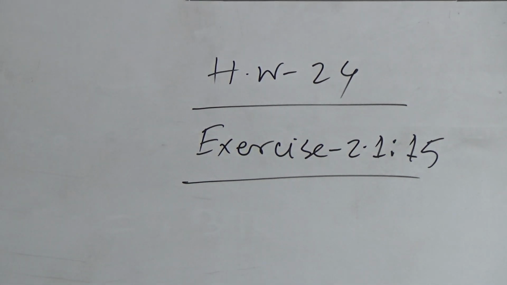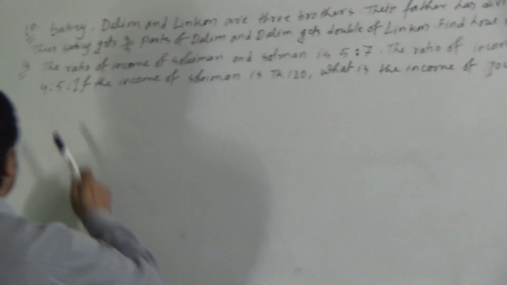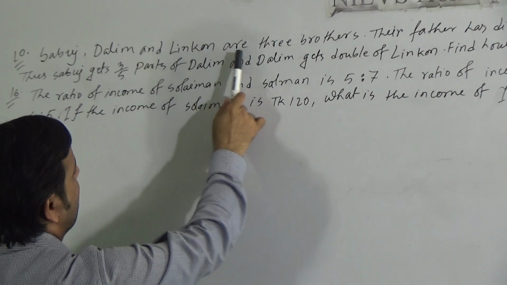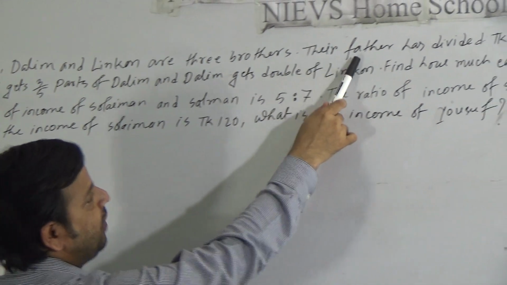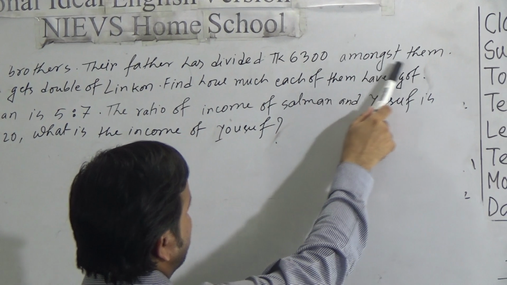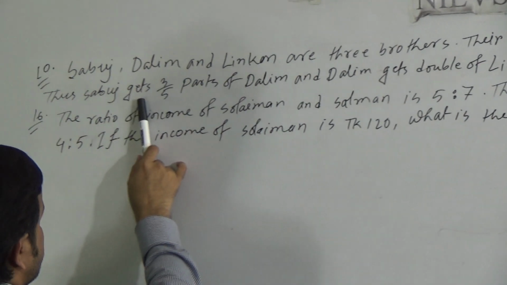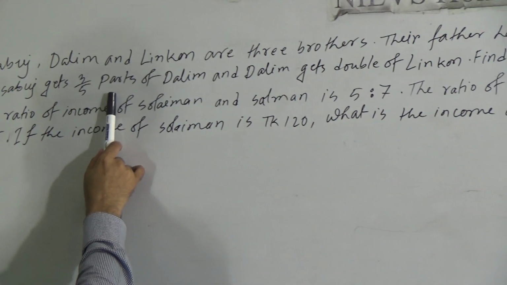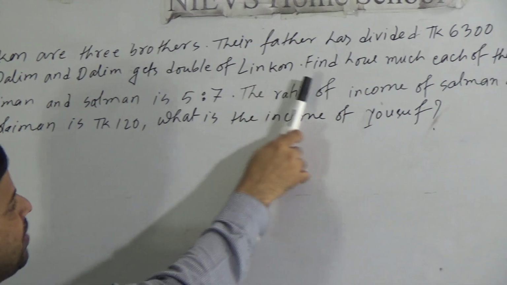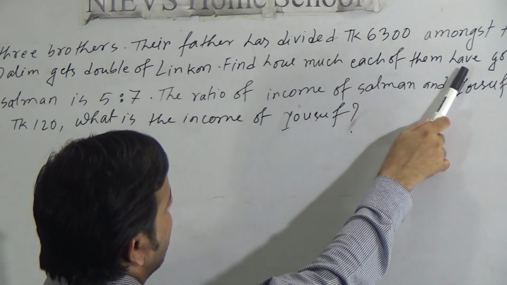Dear students, let us see at first our today's question 10. We are going to solve question 10 first. Question 10. Shobuj, Dalim and Lincoln are three brothers. Their father has divided Taka 6,300 amongst them. Thus, Shobuj gets 3 by 5 parts of Dalim and Dalim gets double of Lincoln. Find how much each of them has got.